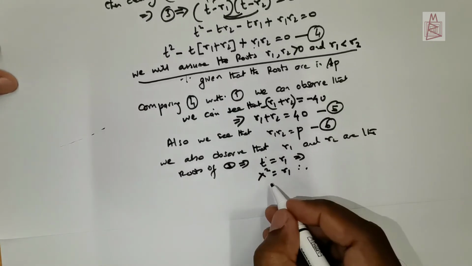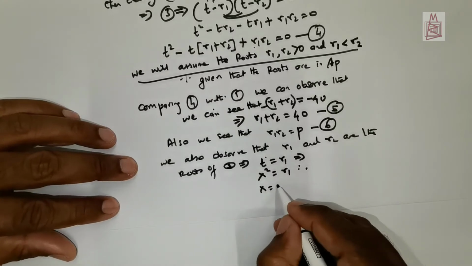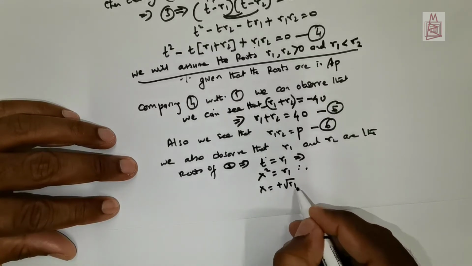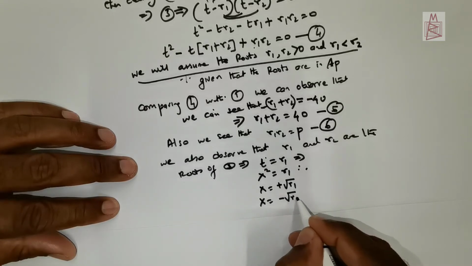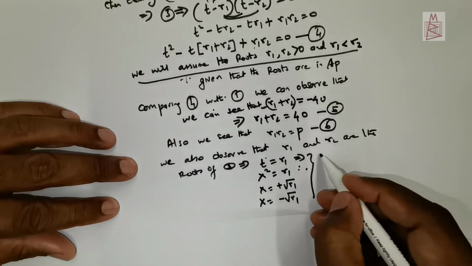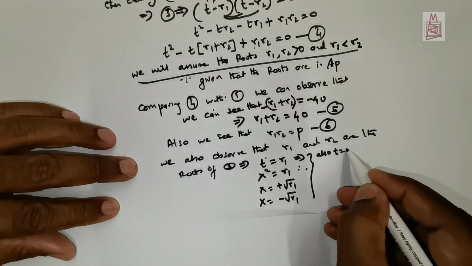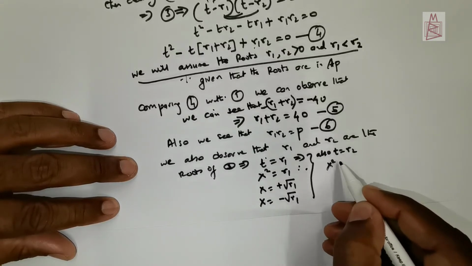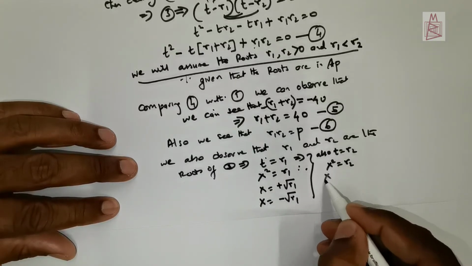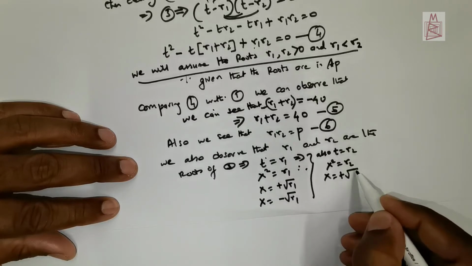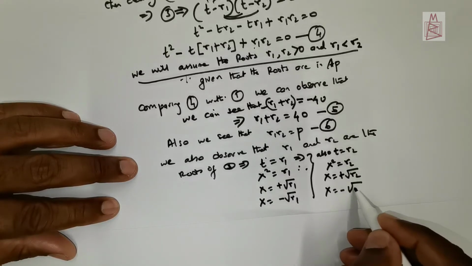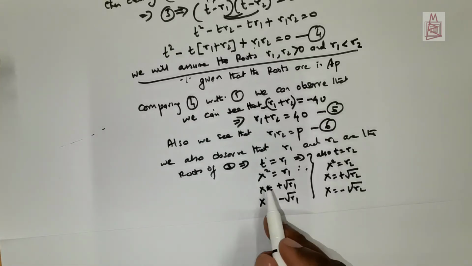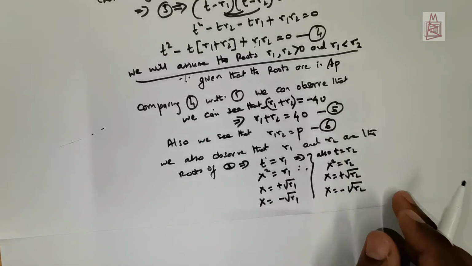Therefore, there are two roots here. x is equal to plus root of R1 and x is equal to minus root of R1. So this is one step. Also t is equal to R2, which means x squared is equal to R2. So x is equal to plus root of R2 and x is equal to minus root of R2. So we have got 4 roots over here.